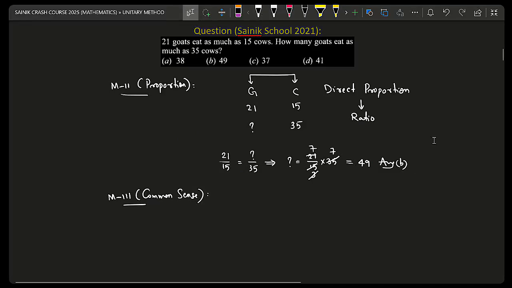Yes, Mayur, can you give me the answer for this? Sir, yes, sir. Shall I write the columns first? Goats and cows. Yes, sir. 21 goats eat as much as 15 cows. How many goats will eat as much as 35 cows? Okay, what is this method? So, common sense method. Okay, now what is the equation we have to write?